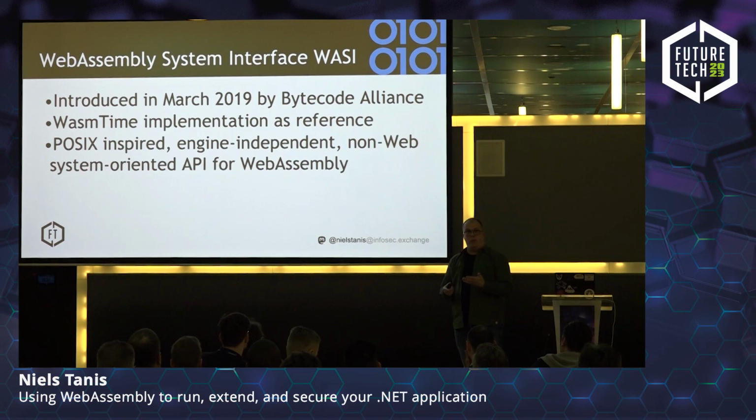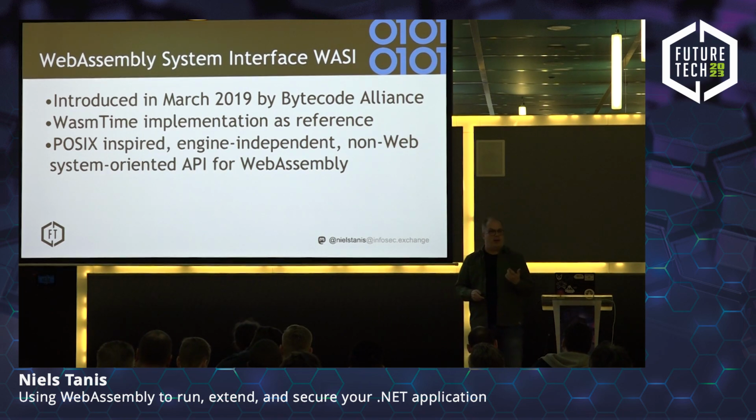In order to execute WebAssembly, we need to have a runtime. In order to run .NET, we need to have that VES, that CLR to execute. For WebAssembly, we need a runtime. It's POSIX inspired, and it has taken a bit of a different route, but it's a POSIX inspired, engine independent, non-web, system oriented API for WebAssembly, which gives you all the stuff you need from a system in order to access things. And that's its power.